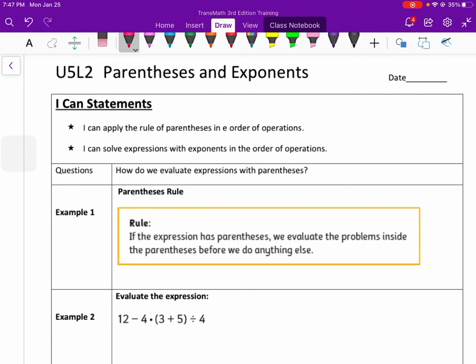All right, today we're going to look at order of operations again. We're going to focus on parentheses and exponents. So we're going to look at the rule of parentheses in the order of operations and solve expressions with exponents in the order of operations.